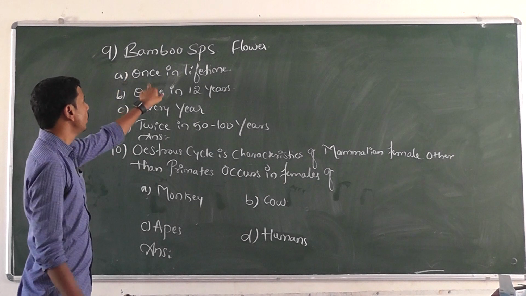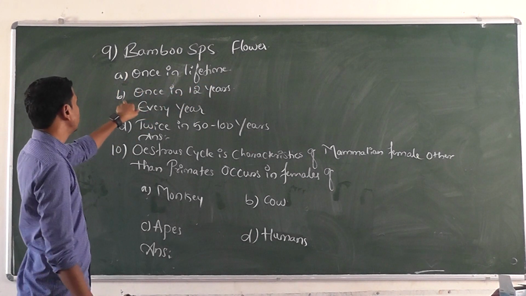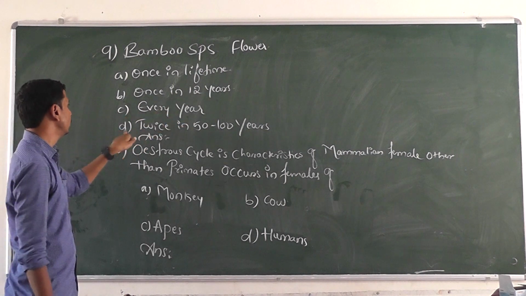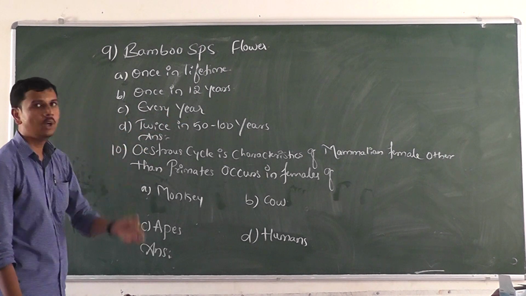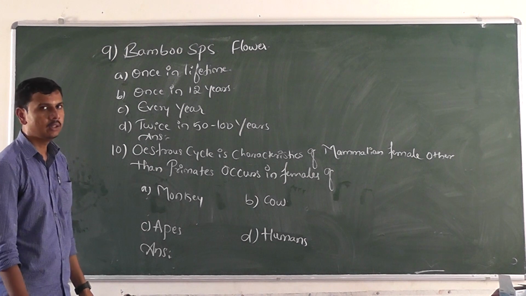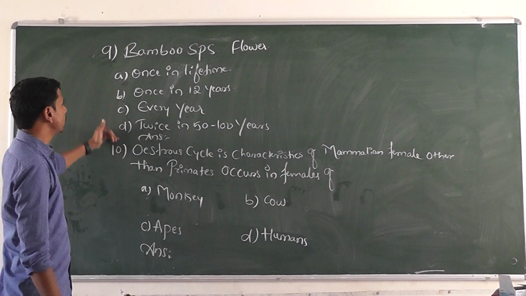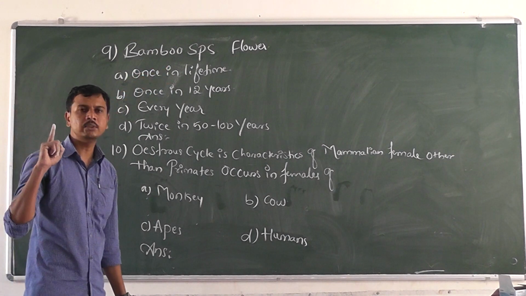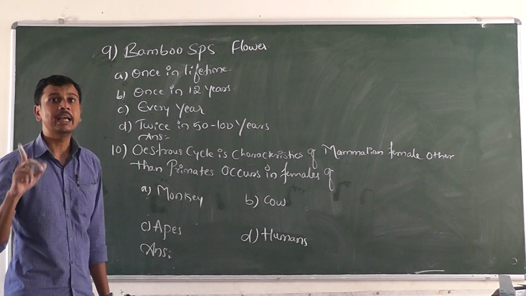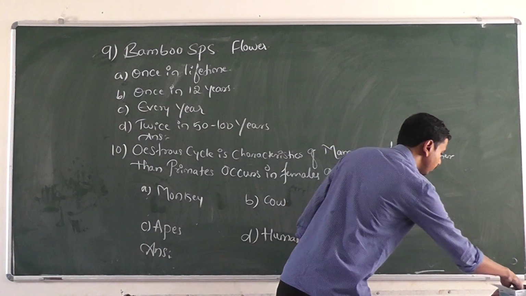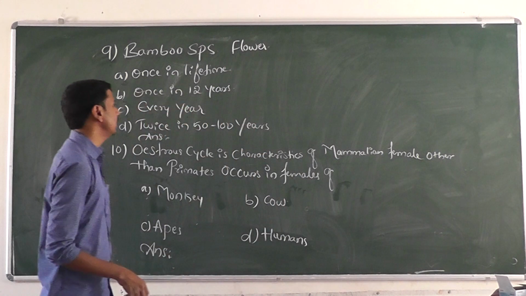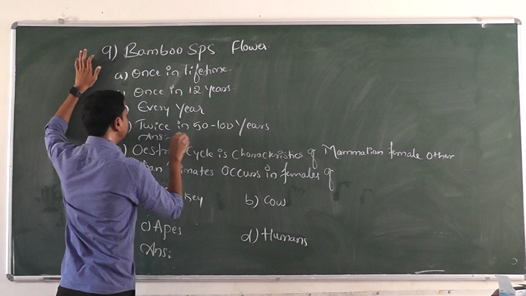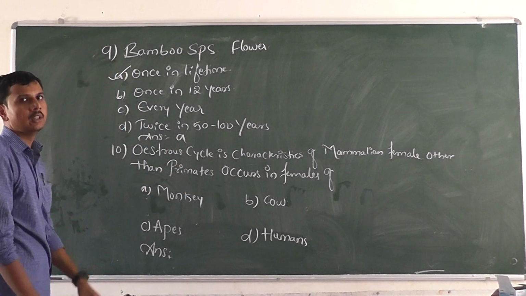Option A, once in a lifetime, or B, once in 12 years, or C, every year, or D, twice in 50 to 100 years. So in the case of a bamboo species, flowering will take place only once in a lifetime. That means the answer of this question number 9 is option A. Option A is the right answer.